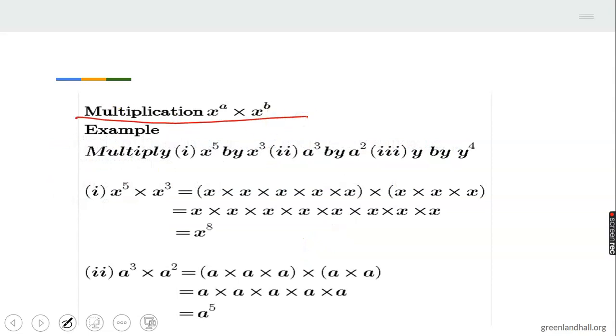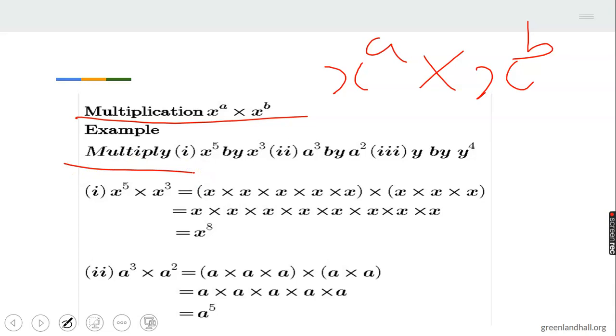Now, how to do multiplication of indices? We have x raised to power a times x raised to power b. Now, we are to multiply x raised to power 5 by x raised to power 3, a raised to power 3 by a raised to power 2, and y by y raised to power 4. Don't forget, when you have y alone, it means y raised to power 1.